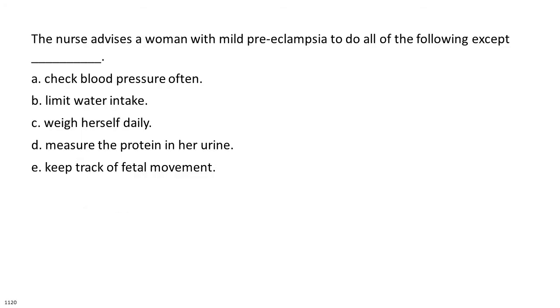The nurse advises a woman with mild preeclampsia to do all of the following except: A. Check blood pressure often. B. Limit water intake. C. Weigh herself daily. D. Measure the protein in her urine. E. Keep track of fetal movement.